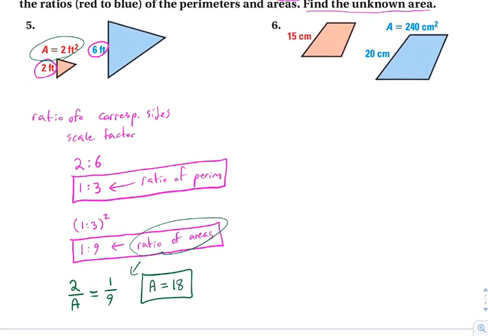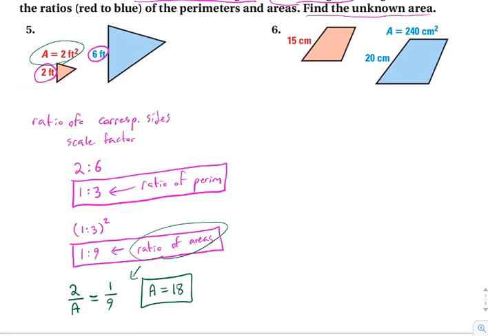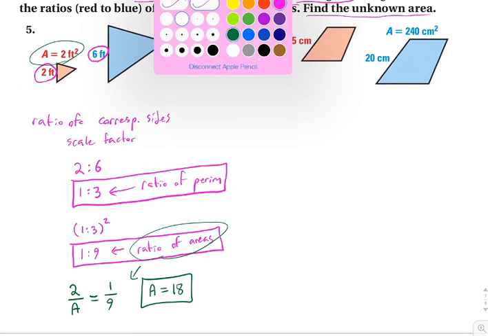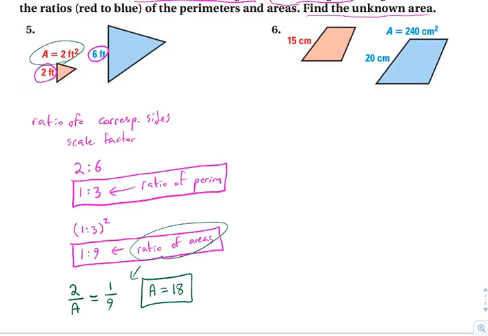Okay, we're going to do that same thing again over here. The reason I'm doing it again is it's not as easy numbers. Now the fraction isn't a whole number. So looking at this, first we know these are similar. We know these are corresponding. So we get that the scale factor, or the ratio of the sides, is 15 to 20.